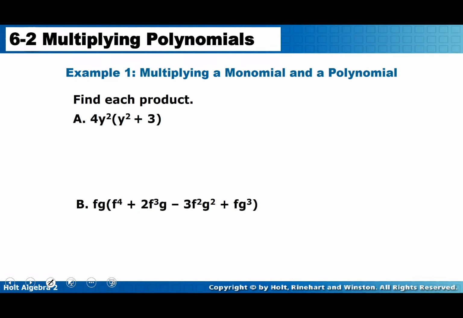4y squared times y squared plus 3. So of course, we're going to distribute the 4y squared with the y squared. 4y squared times y squared is 4y to the fourth power. And 4y squared times 3 is, well, 4 times 3 is 12, so that's going to be 12y squared. There you go. That's multiplying at its finest.